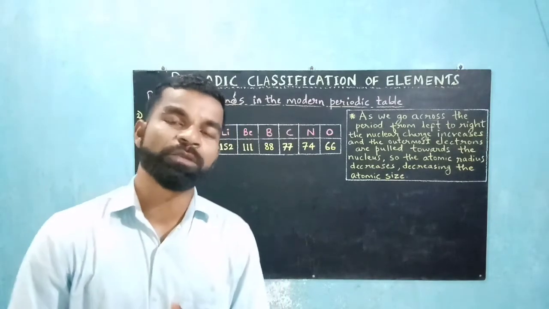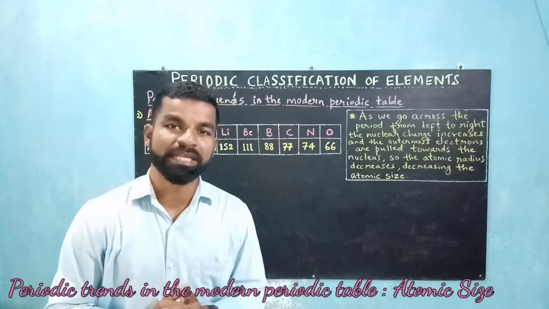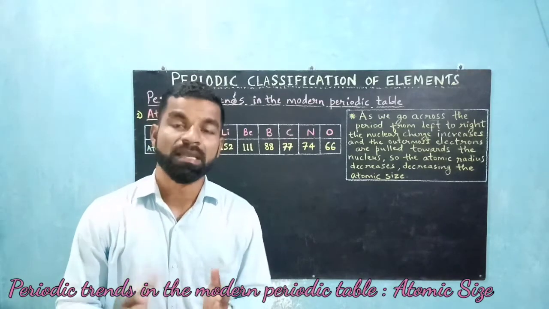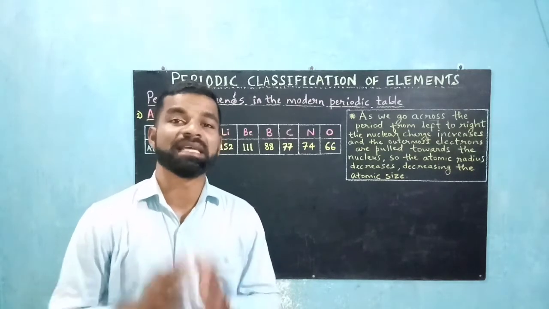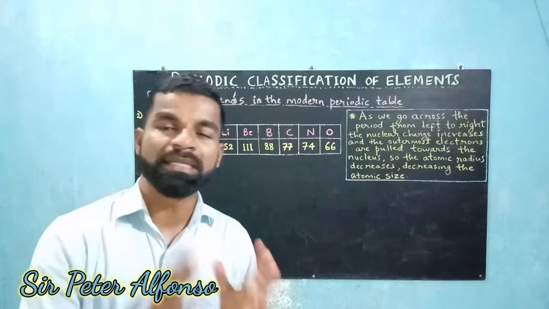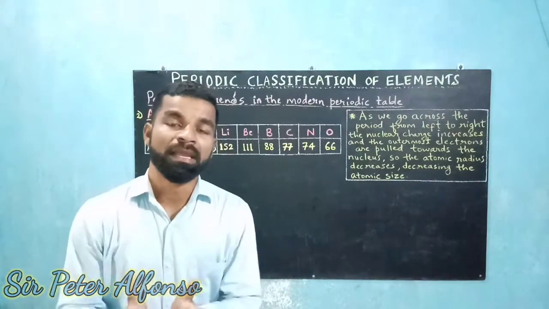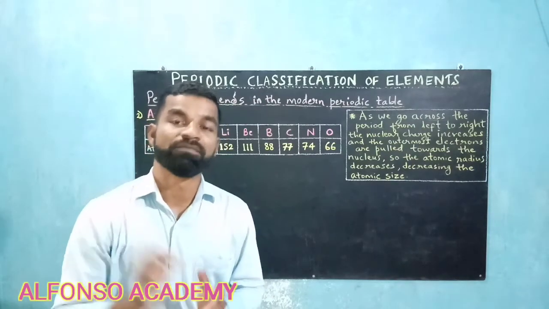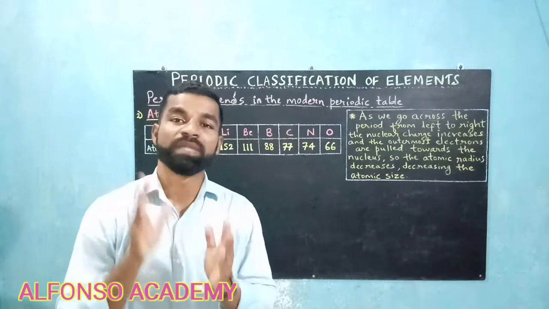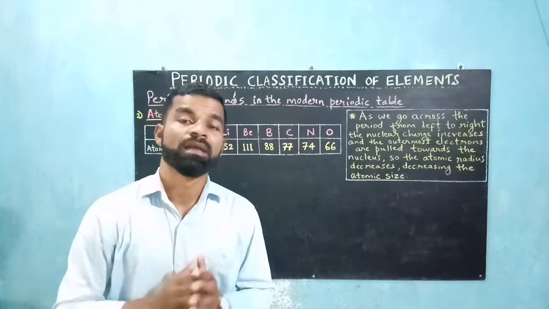So in this part we are going to discuss the second periodic trend observed in the modern periodic table, which is the atomic size. The size of an atom of any element is indicated by its radius. Atomic radius is the distance between the center of the nucleus to the outermost shell, and the atomic radius is given in the unit picometer, which is smaller than the unit nanometer. So 1 picometer is equal to 10 raised to negative 12 meter.